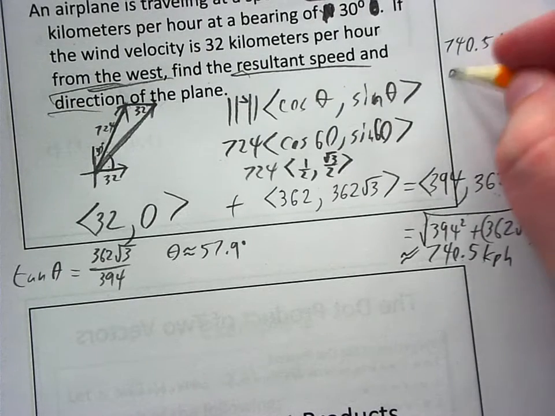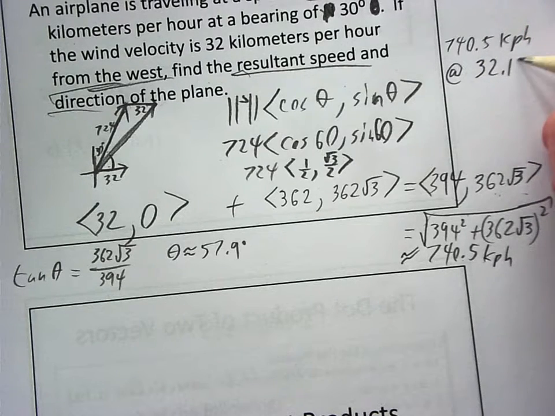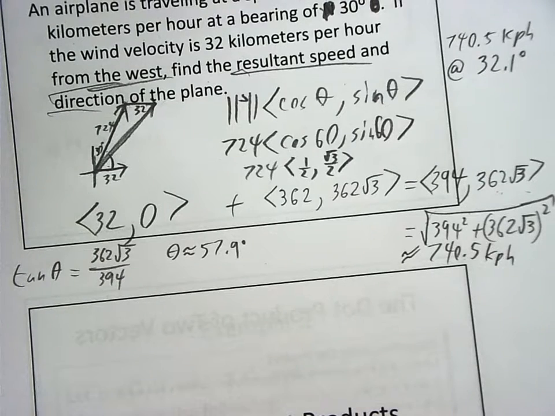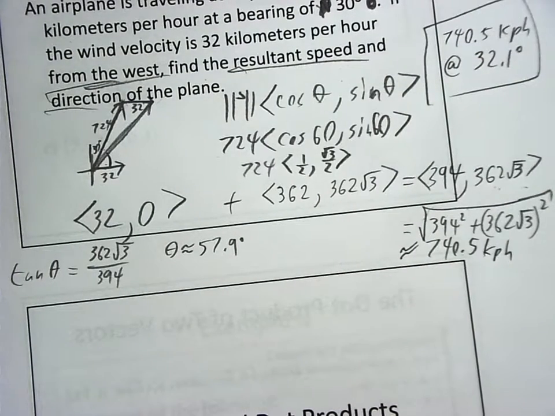Nope. At what? Oh, yeah. 32.1 degrees. Because since it's a plane, you have to go off of north. Does that make sense? So that would be your actual answer.